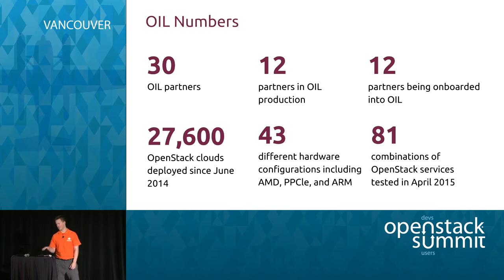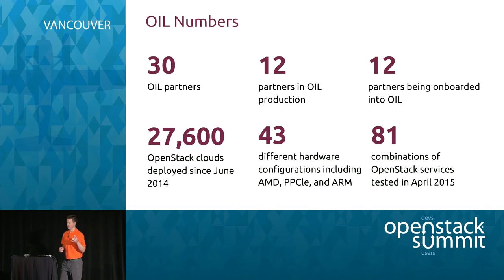Just a couple more numbers. There's 27,600 OpenStack cloud deployments since June of 2014 that have been done in the OIL lab. There's 43 different hardware configurations, including AMD, PowerPC, Little Endian, ARM, and x86, obviously, and 81 combinations of OpenStack services tested in just April 2015. So there's a lot, it's really cool.